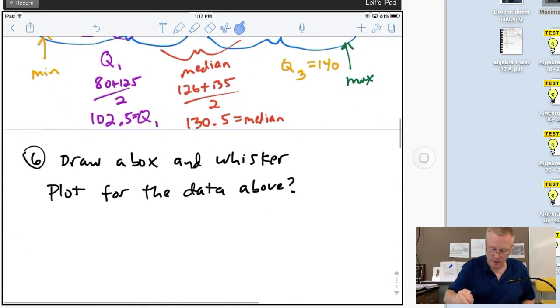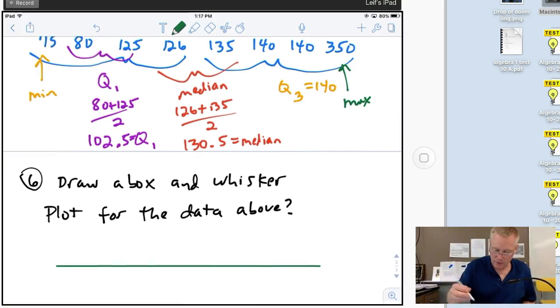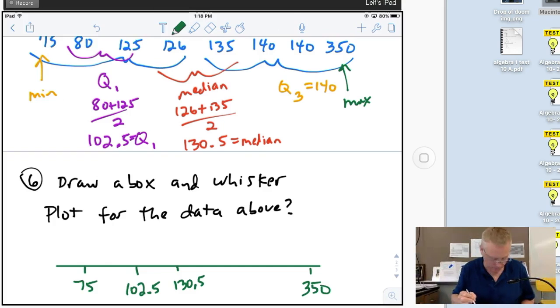I need my box and whisker plot, and I'm not going to be exact with this at all. I'm sure if you look at a MCAS test or something else, I got other ones that are much nicer and neater. I need it to go from 75, and I need it to go up to like 350. And I'm not going to be perfect with this at all. I know I'm also going to need the 102.5, so I'm just going to put it here, okay, ballpark. This can be 130.5. I need 140 also. Okay, so I'm just going to list my number lines. You could do a much better number line than that. You get the idea.